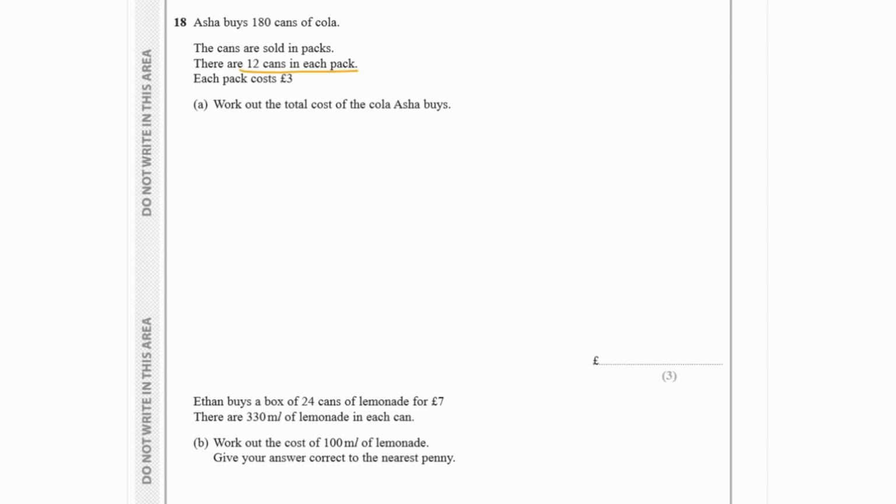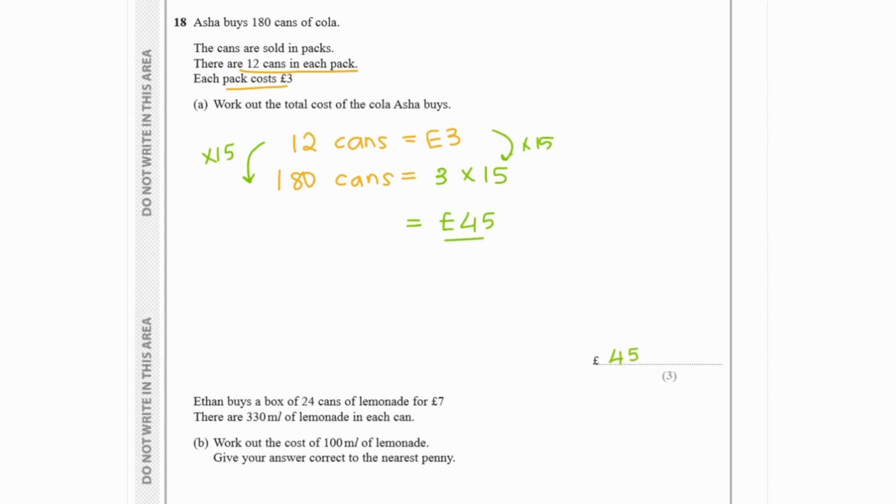So we know that there are 12 cans in each pack, and each pack costs £3, which means that the 12 cans in a pack is costing £3. Asha is buying 180 cans. So in order to find out what that will be, we can check what we did to the 12 to make it 180. So if we do 180 divided by 12, that gives us 15, which means 12 multiplied by 15 is giving us 180. Therefore, if we do the same to the £3, we can do 3 multiplied by 15, and that gives us £45. So Asha is spending £45 on the 180 cans of cola.